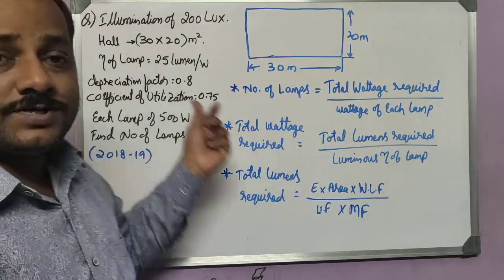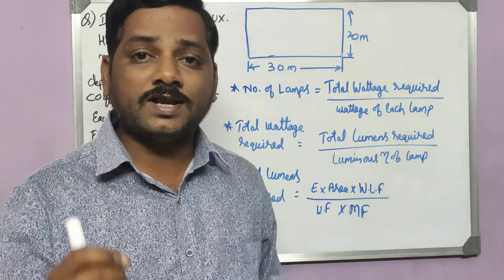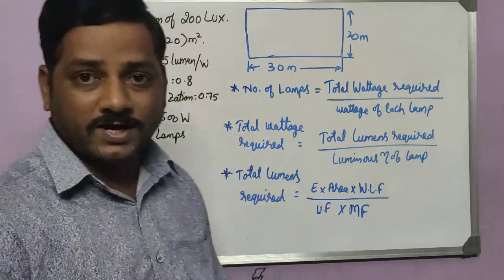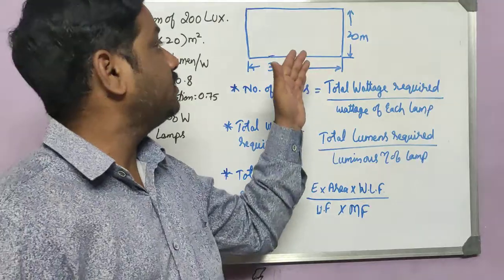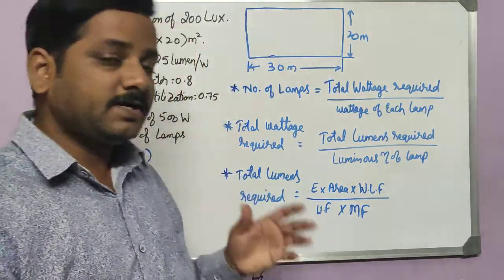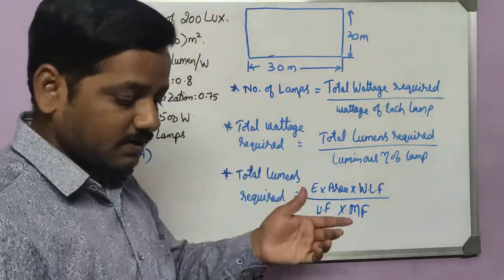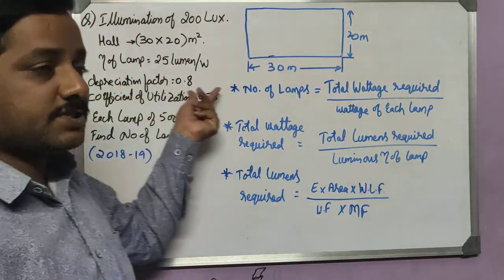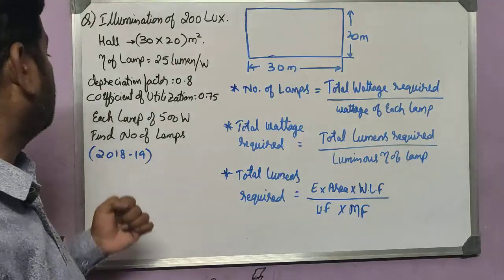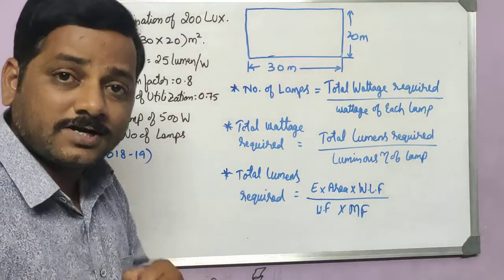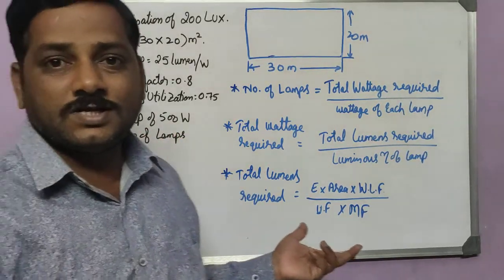And the luminous efficiency of a lamp is 25 lumens per watt. Find the number of lamps which are required in the room. Take efficiency of lamp as given and consider the depreciation factor as 0.8, coefficient of utilization as 0.75, and each lamp is of 500 watt. Okay, that is the given information.